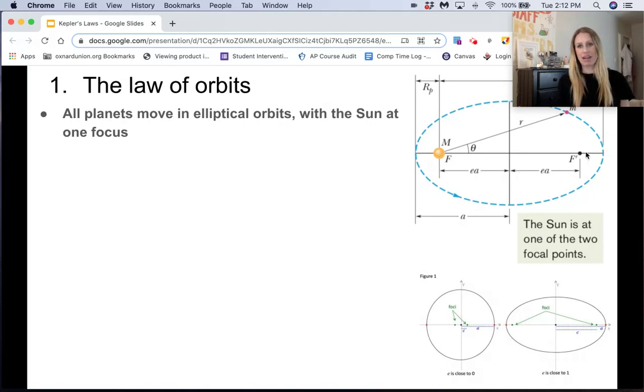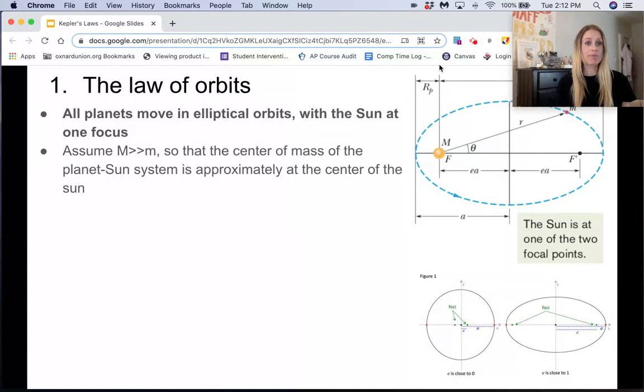Plural is foci, I'm pretty sure, or one focal point, one of two focal points. Now there's a bunch of different letters here, and so we'll talk about what these things mean as well. So here we assume that the mass of the sun, that big M, is much, much greater than our little m, or the mass of the planet, so that the center of mass of the planet-sun system is approximately at the center of the sun.